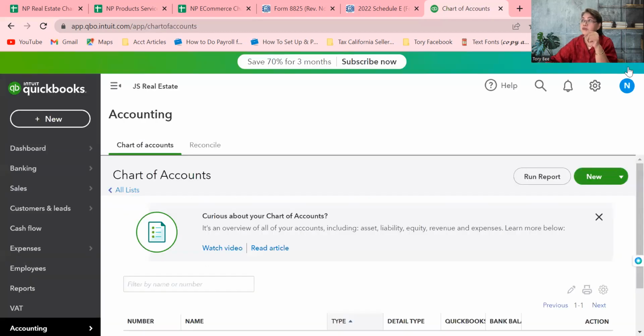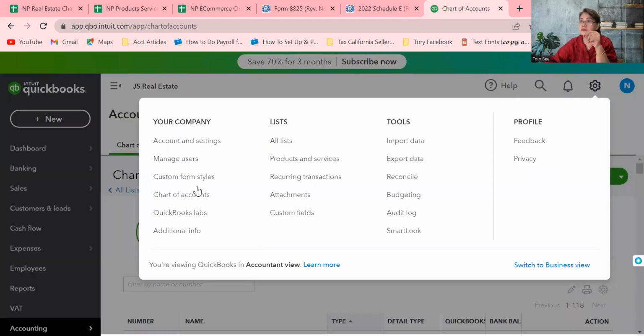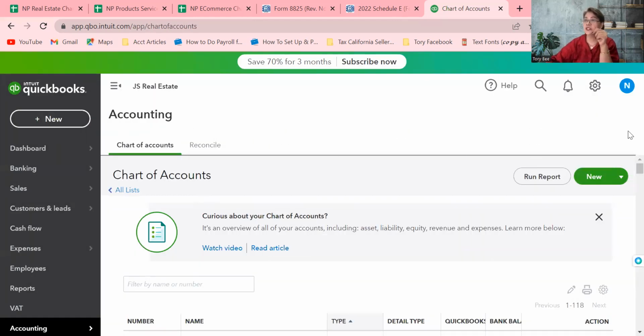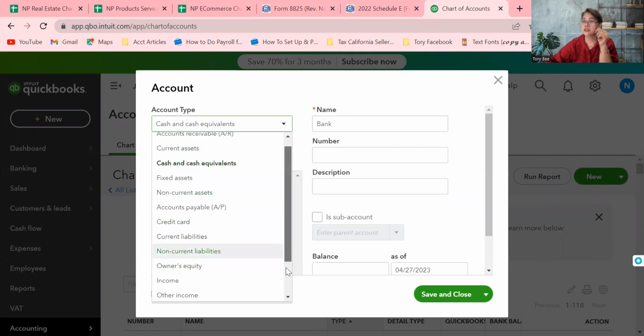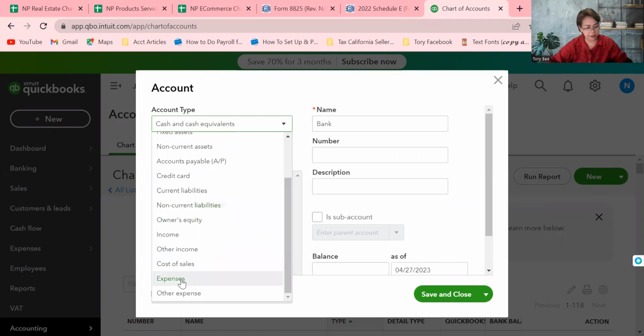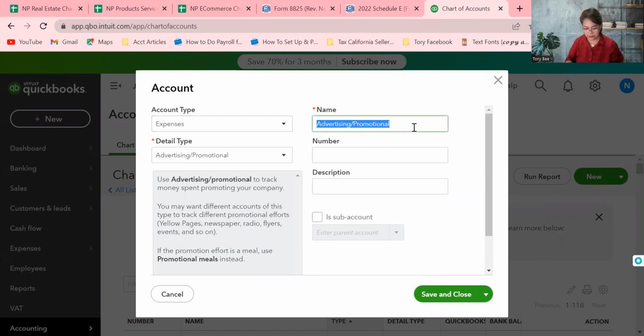So okay, let's go back to where we belong. Let's create something new here. Expenses. Let's create new expenses, because I don't have a legal piece here. Legal and professional services.